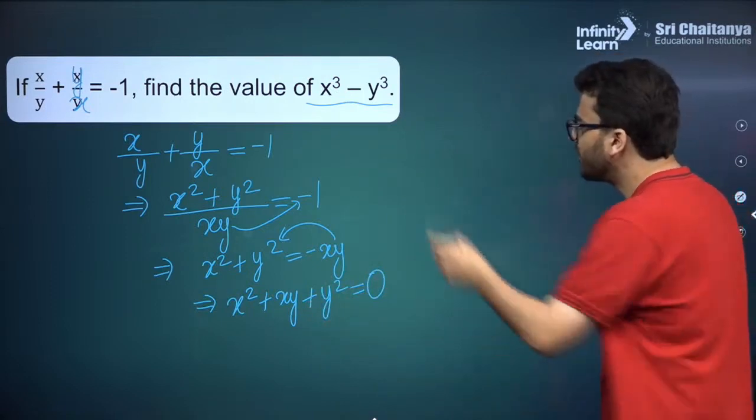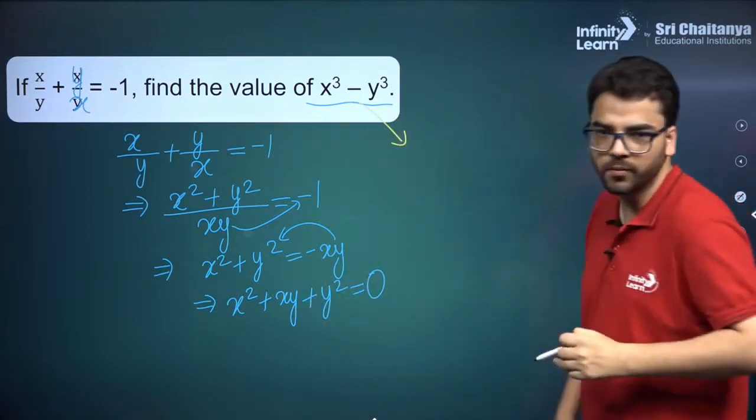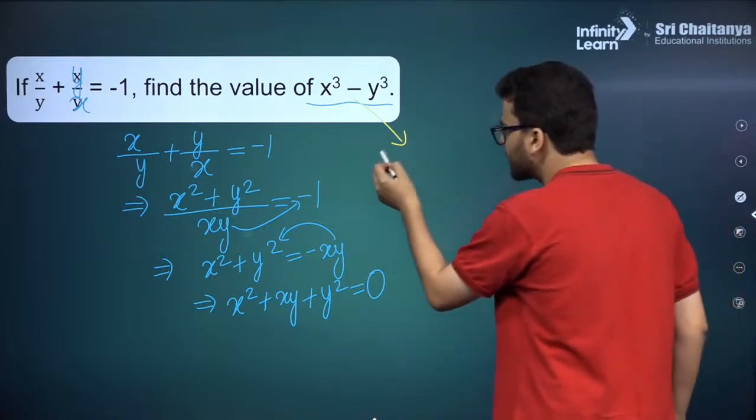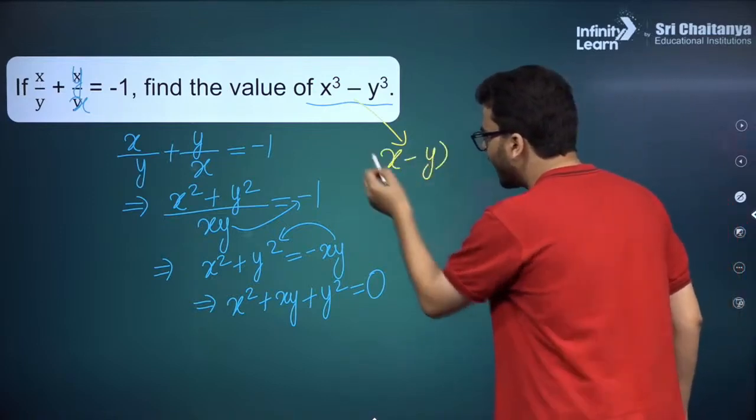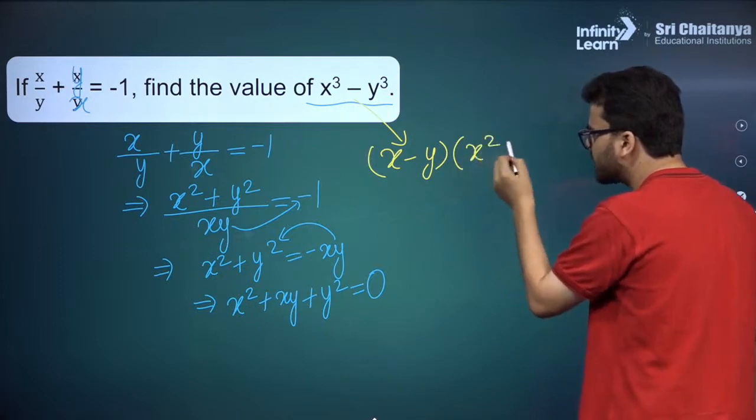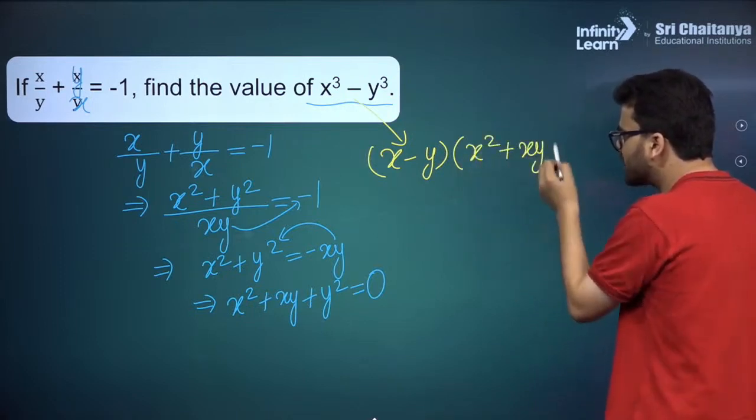Now you have to find the value of x cube minus y cube. So you remember the identity, x cube minus y cube is x minus y into x square plus xy plus y square. We have done this in the previous class.